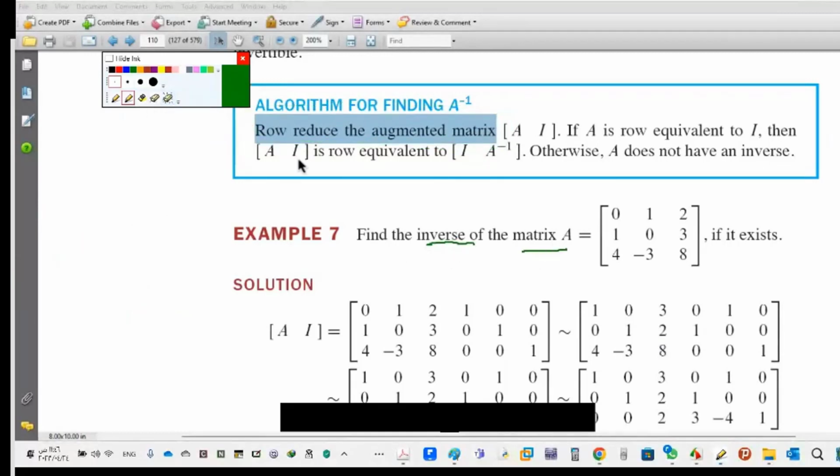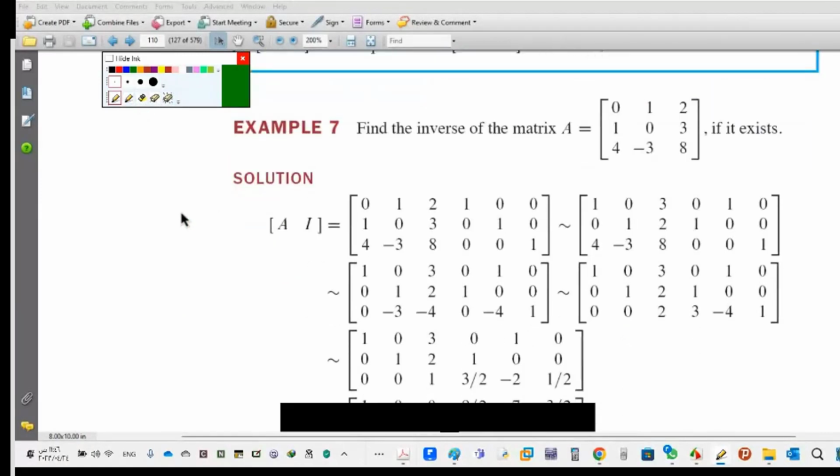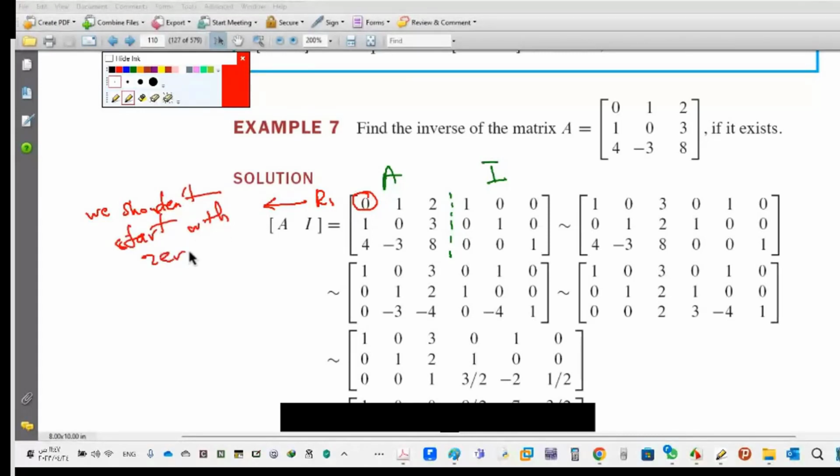Find the inverse of matrix A. You can also take notes and we try to solve this one. So first of all, I will write I next to A. Here for R1 we shouldn't start with 0. So for that reason, I will change R1 with R2. Here you can write R1 change with R2. This is the first thing.